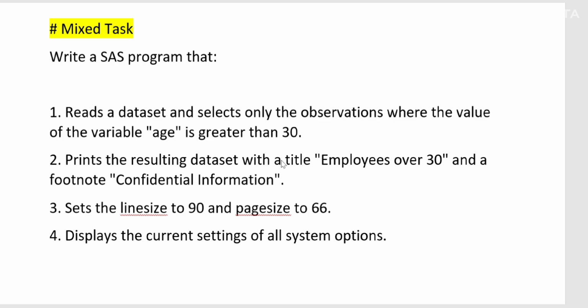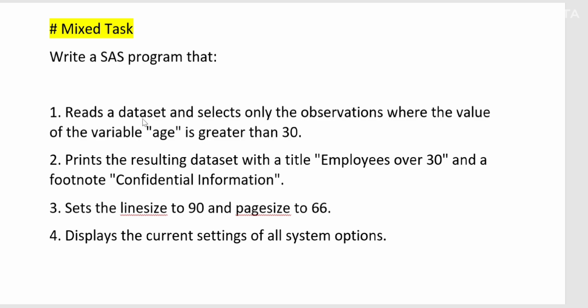Next, print the resulting data set with a title we need to give as Employees over 30 and a footnote, Confidential Information. And set the line size to 90 and page size to 66. So we need to give line size and page size options. These are the system options, and this title and footnote are the proc step options, right? And here, display the current settings of all system options.